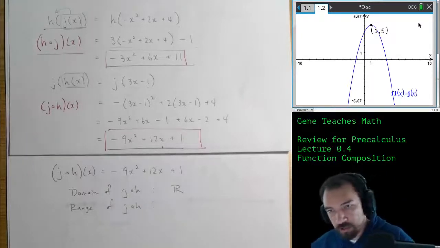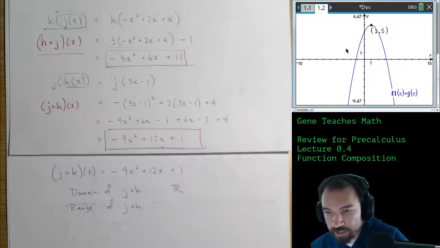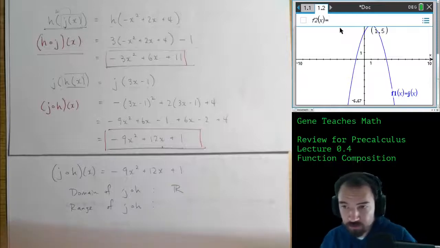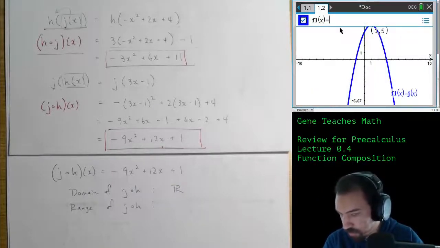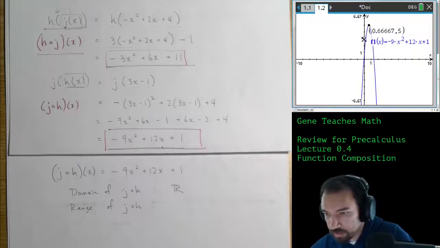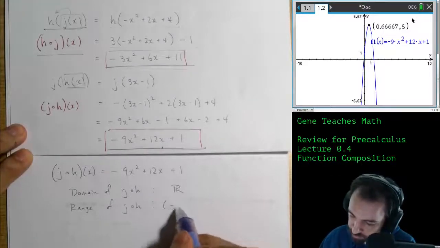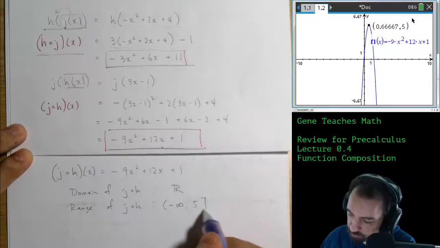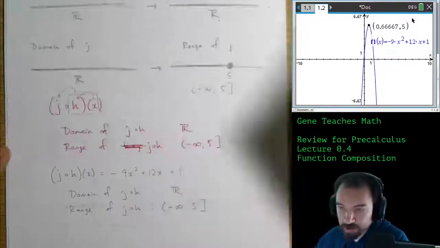Well, this is a quadratic. It's a parabola, if I graph it. And at this stage, I don't need you to know how to graph a parabola yet. So I'm simply going to enter negative 9x squared plus 12x plus 1. And I see that the maximum value is going to be 5. So I know that it's going to be from negative infinity all the way up to positive 5, and that is the range of j of h. And I get the same result here, right?